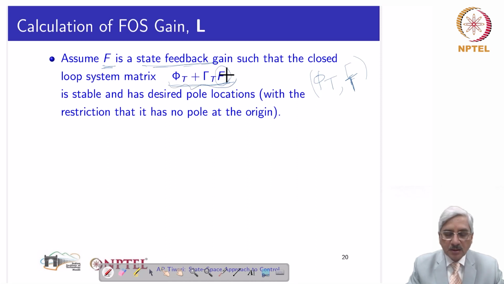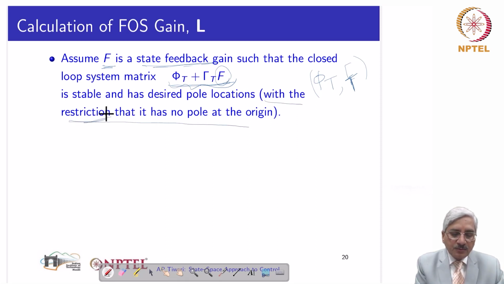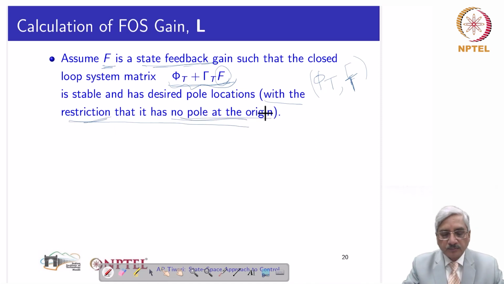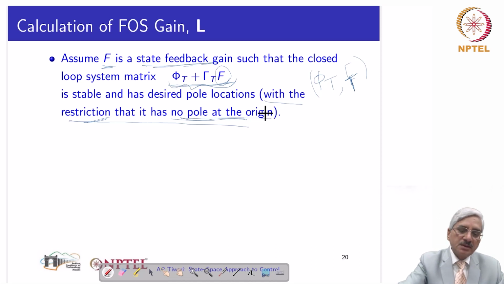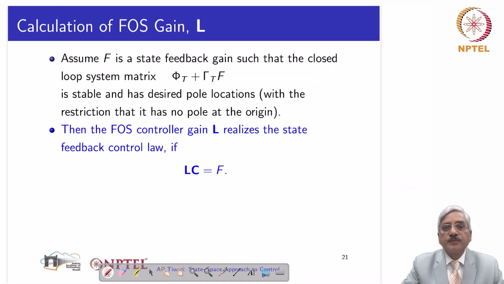Of course, there is one compromise. It is not permitted, we will see why, to have any pole at the origin. So phi T plus gamma T F can have poles anywhere except at the origin, so that the system has desired performance characteristics, of course with the restriction that poles are not permitted to be at the origin of the Z plane. So we design an F.